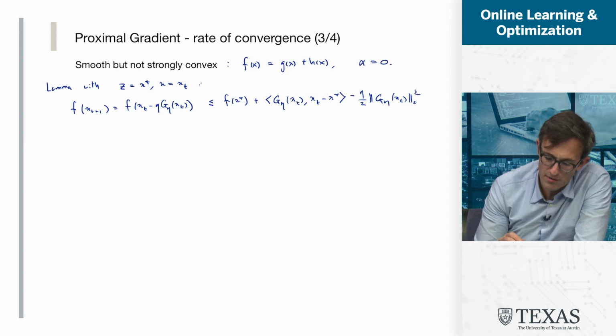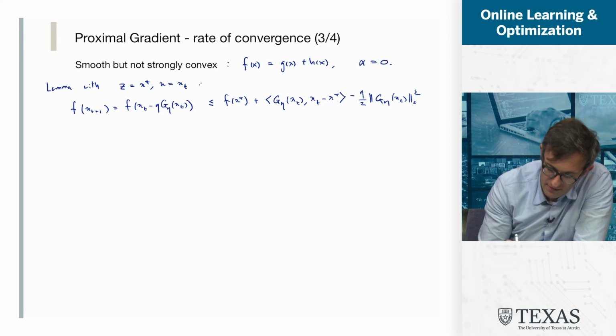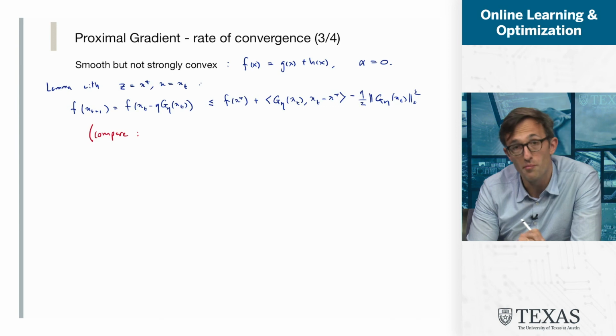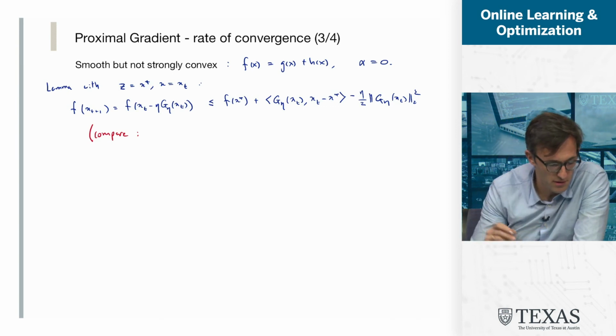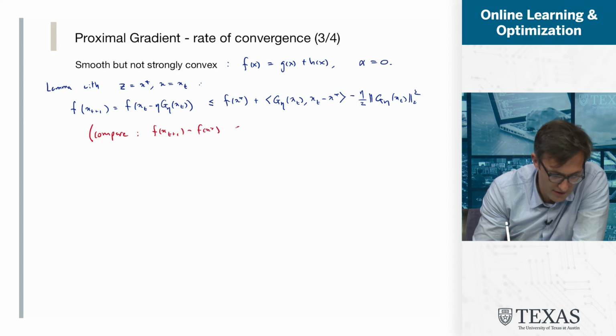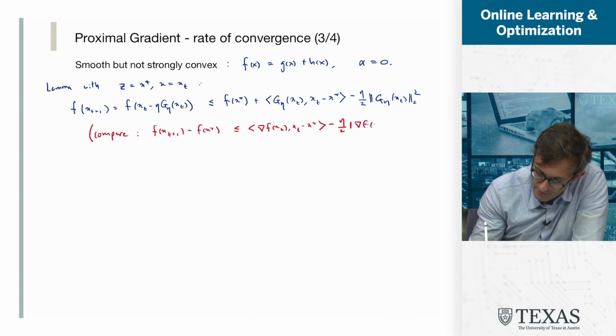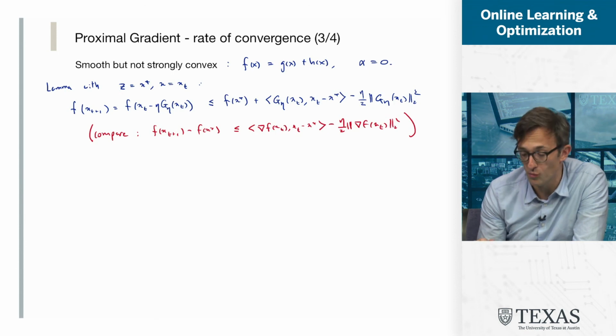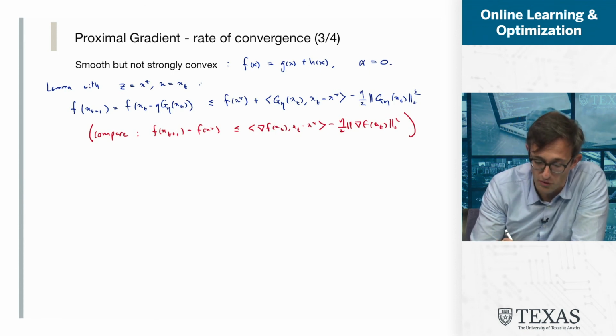You should compare this. Note that I can bring f of x to the other side and compare this to our proof for smooth functions. For smooth functions from several lectures prior, we had f of xt plus 1 minus f of x star is less than or equal to gradient of f of xt times xt minus x star minus eta over 2 times the gradient of f of xt squared. You see again, this looks almost identical, with the gradient mapping playing the role of the gradient function.